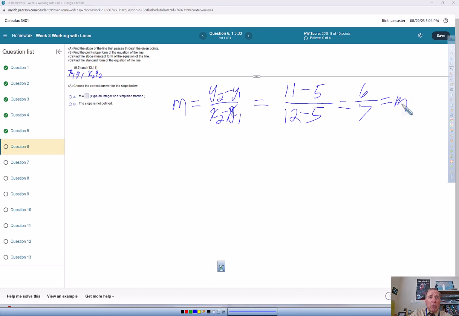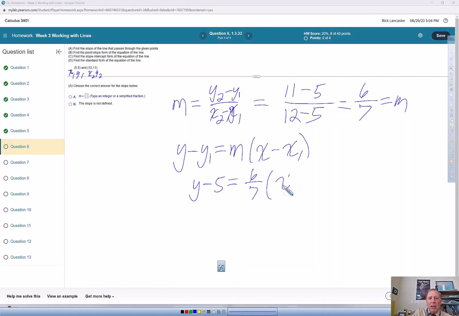Now I'm going to find the point slope form of the equation of the line. So that's y minus y1 equals m times x minus x1. Substituting in my x1 and y1, y minus 5 equals 6/7 times x minus 5. So there was A, the slope, B, the point slope form. Then find the slope-intercept form of the equation of the line.